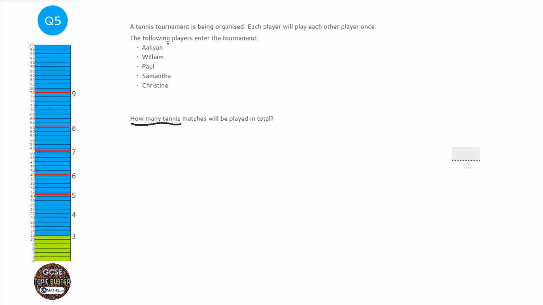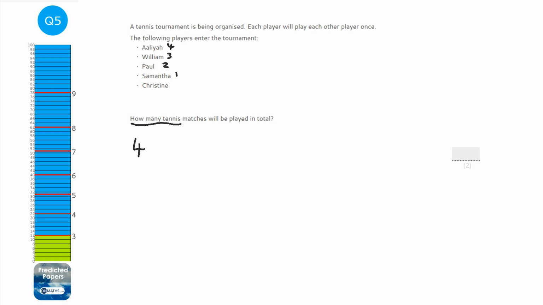Elias has four people that he's going to play against. William, Paul, Samantha, and Christine. William, well, we've already counted Elias' match with William, so William only has three left that he can play. Then Paul, we've already counted his match with the other two, so he's only going to play Samantha and Christine, other than his matches we've already counted. Samantha's only got Christine left to play, after we counted all the other matches. And Christine's matches have already been counted so far.